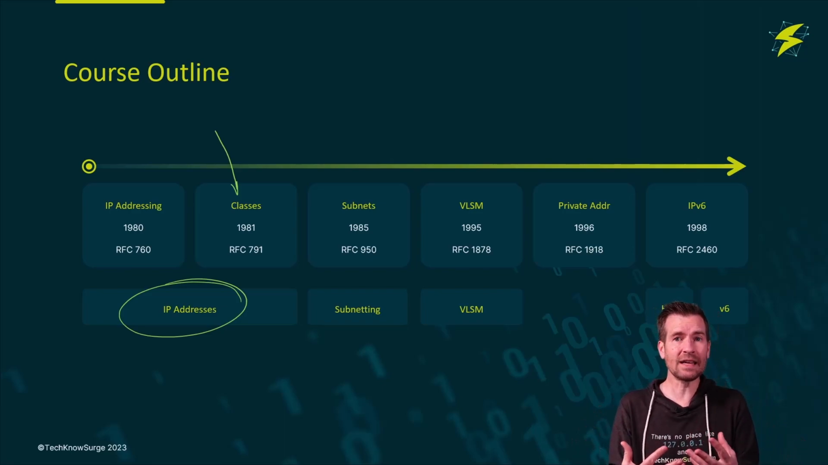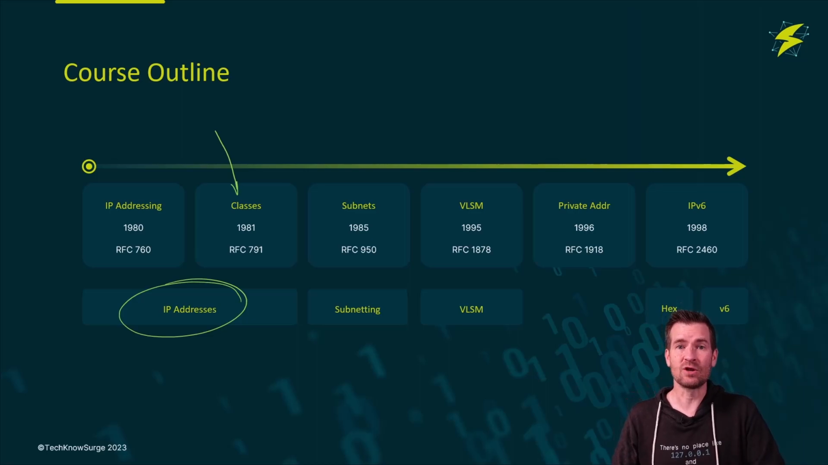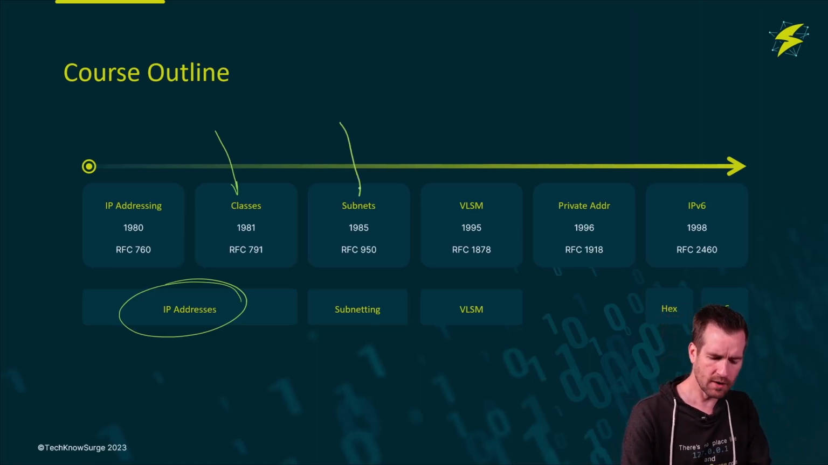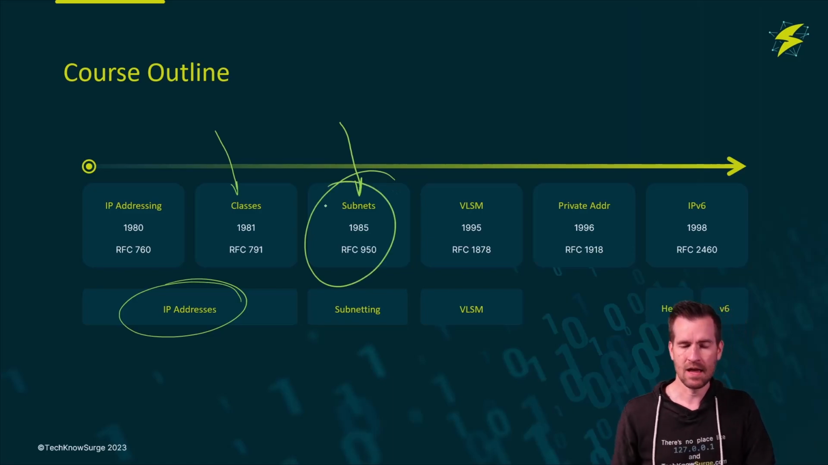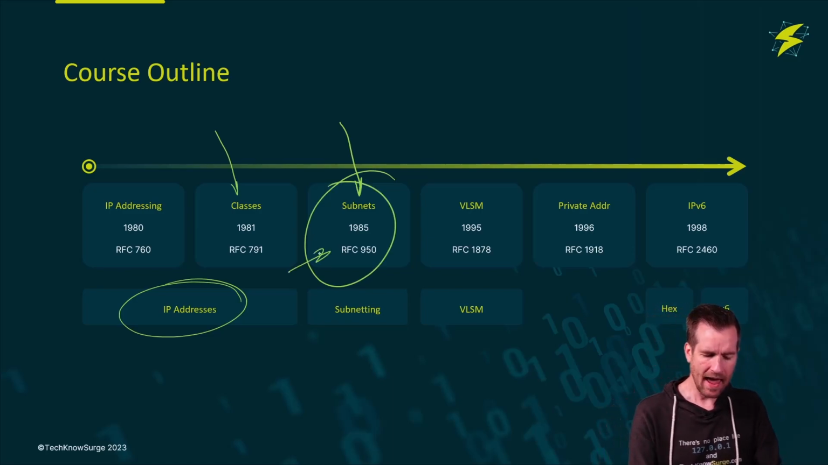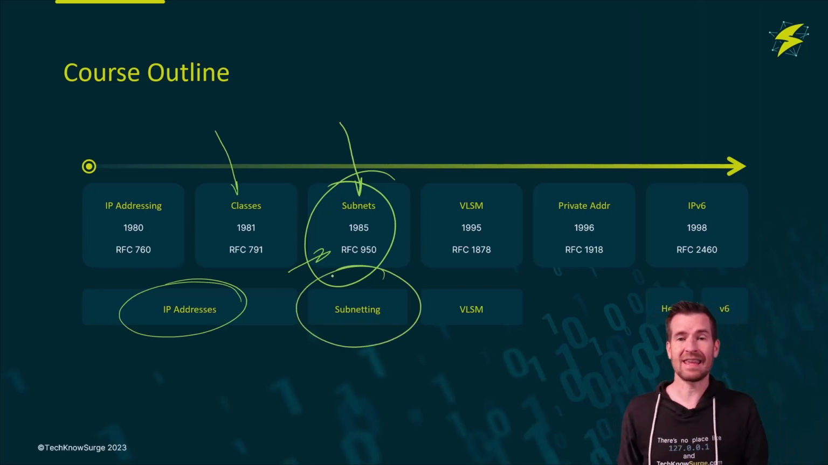So it was very quickly realized that we're going to need to step up our game. We're going to need to be able to break that apart into smaller networks to get more networks out of it. And that's where subnetting comes into play. So in 1985, RFC 950 came out, and this is where we're going to focus in our module.